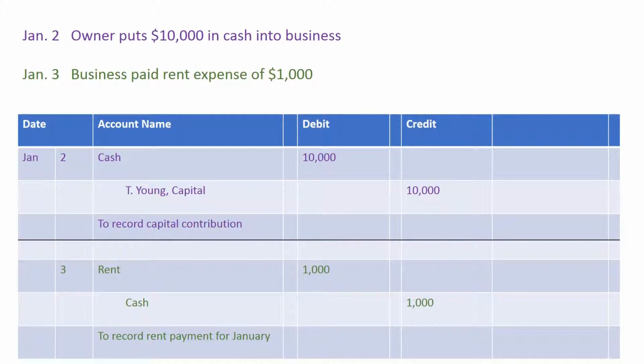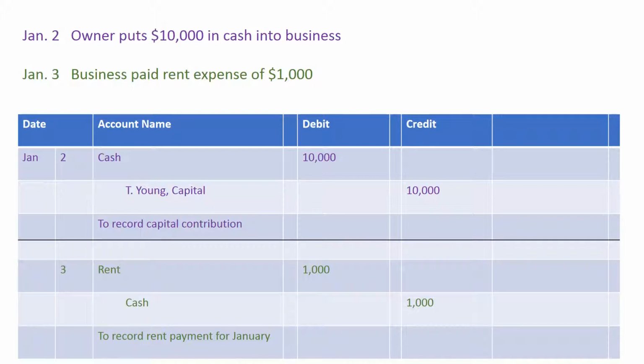Okay, let's go over some exercises. Journal for the Jones Company and journalize or enter the following transactions. On January 2nd, owner puts $10,000 in cash into business. So you would debit $10,000 to cash account, and the owner's name is T. Young. You credit $10,000 into the capital account to record capital contribution.